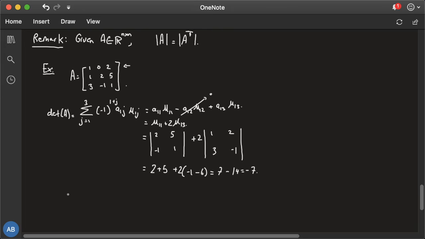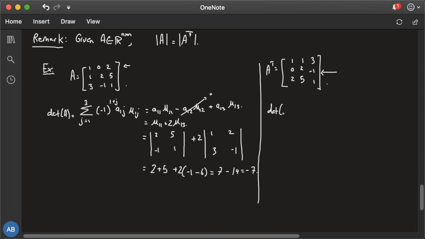Now, same question, compute the determinant of A transpose. So A transpose would be 1, 0, 2. Remember, rows become columns. 1, 2, 5, and 3, minus 1, and 1. Right? So pick the first row, or if you want the second row, right? Because it has a 0 over here. And let's compute the determinant. So determinant of A transpose.